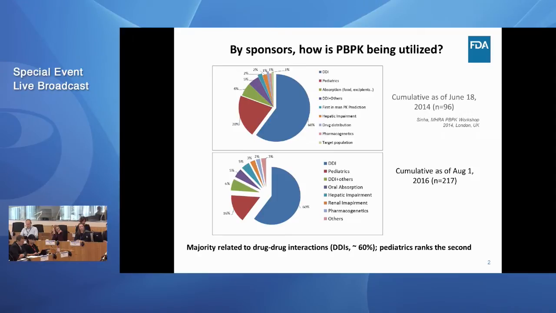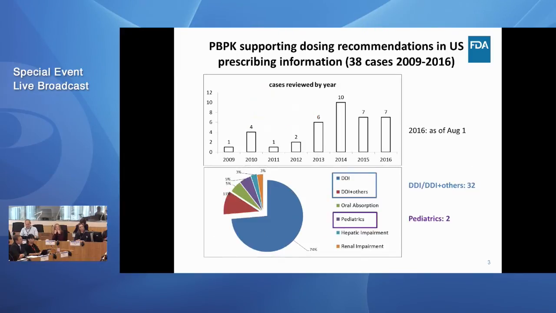As you can see, in 2014 in London at the MHRA workshop, we presented the cumulative experience of PBPK review by the FDA. The majority of the cases are related to drug-drug interaction, or DDI. This is followed by pediatrics and then some other applications. As of August 1st, 2016, the total number almost doubled, and the overall distribution among the major applications remains largely the same. Again, the majority are related to DDI, and pediatrics ranks second.